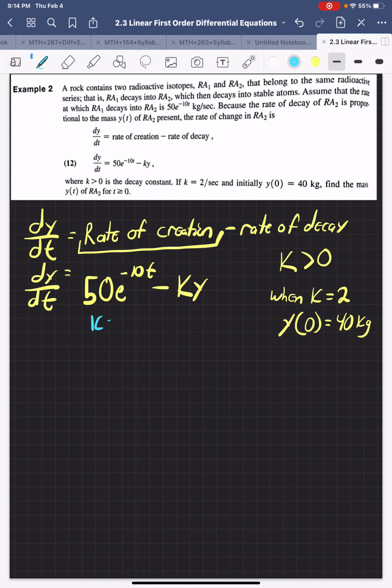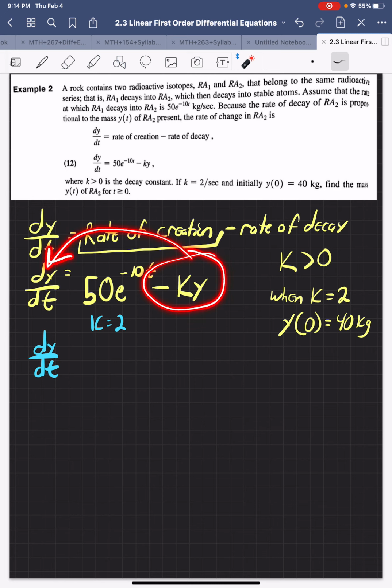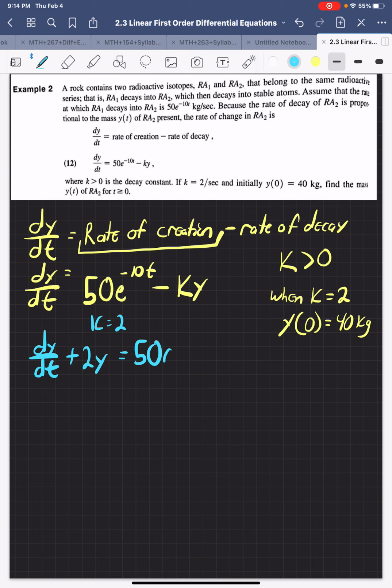So since k is equal to 2, I'm going to do two things at once. I'm going to plug 2 in for k, and I'm also going to bring this whole term to the left-hand side of the equation. Okay? So that's plus 2y is equal to 50e to the negative 10t. All right, so all I did was plug 2 in for k and write in standard form.